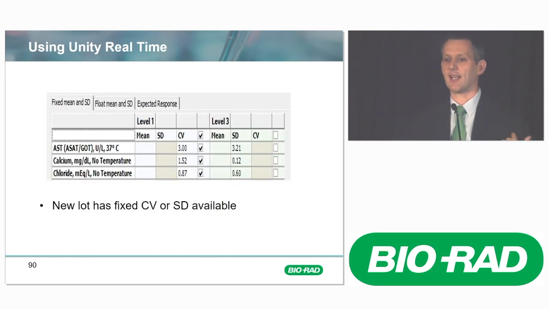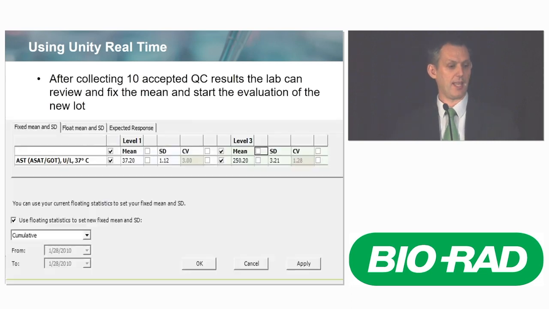So when you're copying over that standard deviation, in Unity Real-Time, you have both options available. So you could copy your standard deviation, or you could copy the CV. Remember, if your target is very close, you could copy your SD. If your target, your mean, is a little different, it's better to copy your CV over to your new lot. So these values would be available already as fixed values in your software. And then you would run your 10 data points. And when your 10 data points are ready, you just go into the software and say, take my cumulative or my 10 days that I have and fix this now as my new mean.